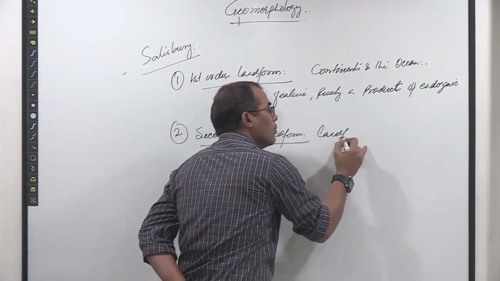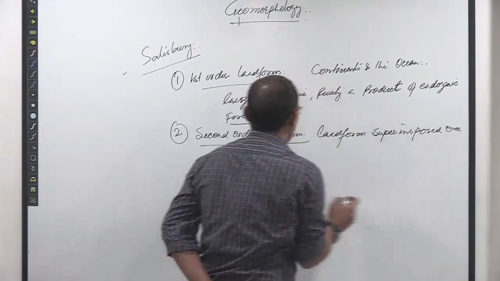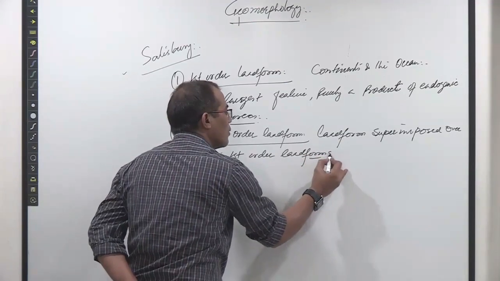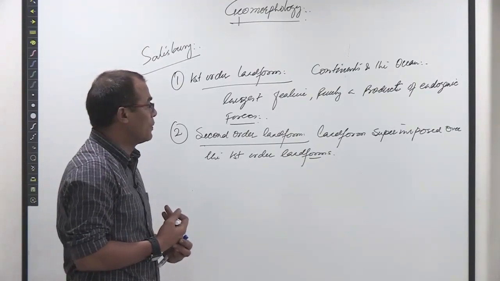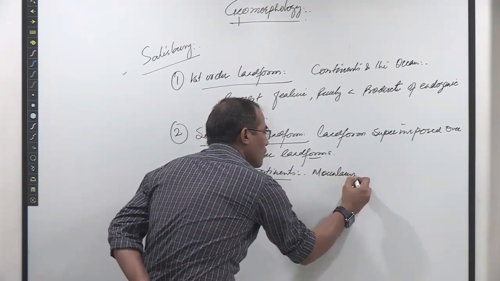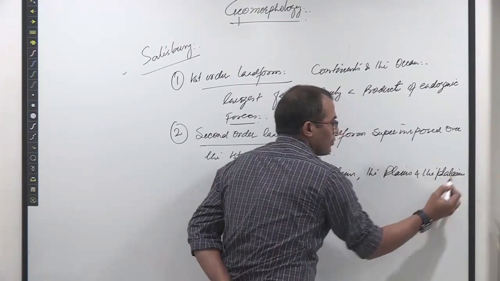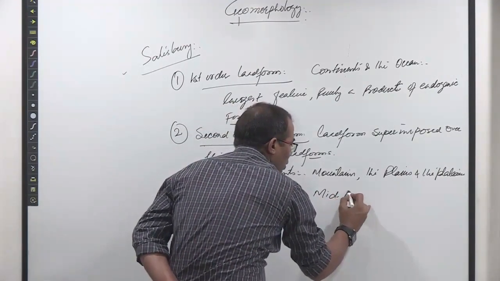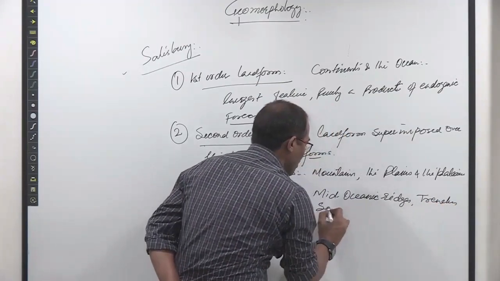Landform superimposed over the first order landform. That means the major features which are visible over the continents and the oceans are the second order landforms. The best examples over the continents are the mountains, the plains and the plateaus. Over the oceans, such landforms include mid-oceanic ridges, trenches, sea mounts, etc.